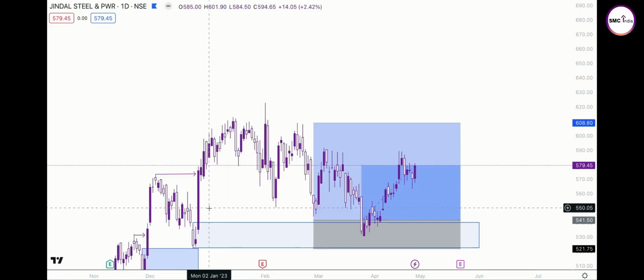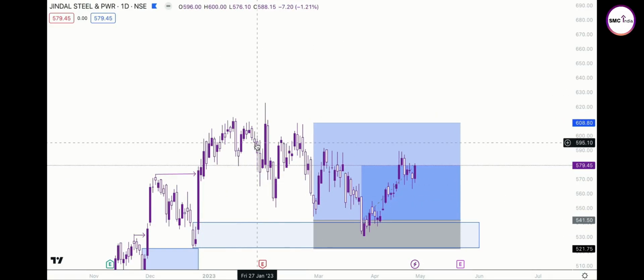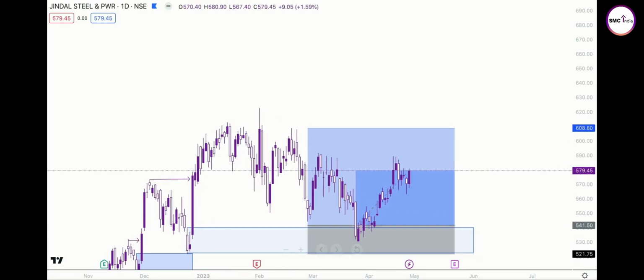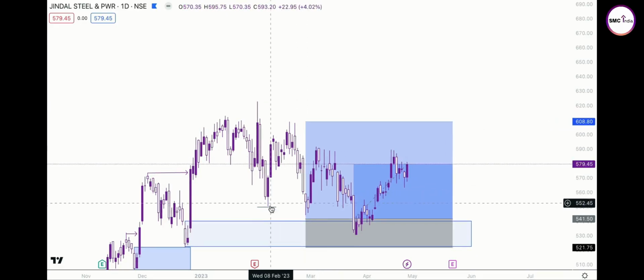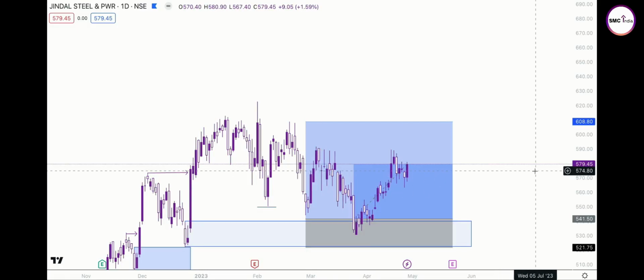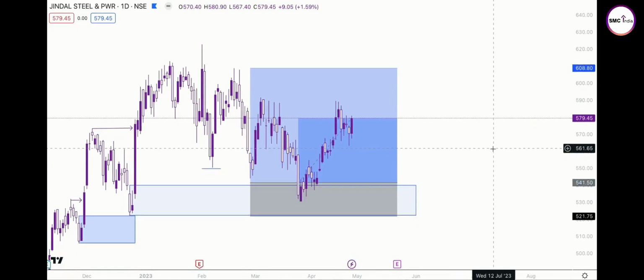And as it broke structure, there is a huge amount of imbalance which is left to be filled, and it retraced back, but it did not retrace back to this order block and did not mitigate this order block. So this is what I've already told you is the inducement here. Many of the retail traders have bought at this level, and what it does next is that it liquidates this inducement here, comes back to the order block left over here, and then shoots up. And this is what has happened on Jindal Steel and PWR.